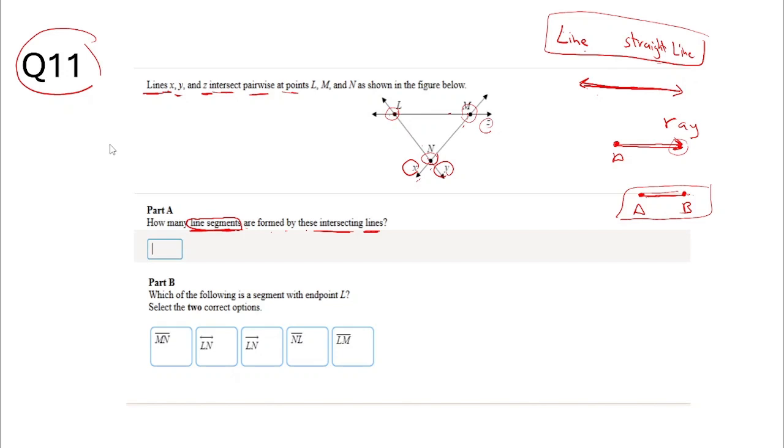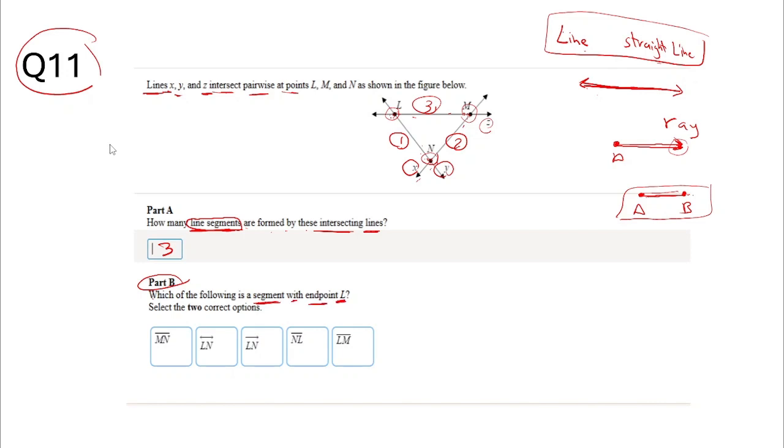So let's see the question. How many line segments are formed by these intersecting lines? The first line segment is LN, two ending points. So this is line segment 1. NM, line segment 2. ML, line segment 3. That means here it has 3 line segments.